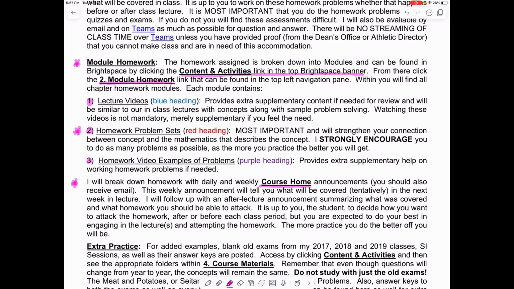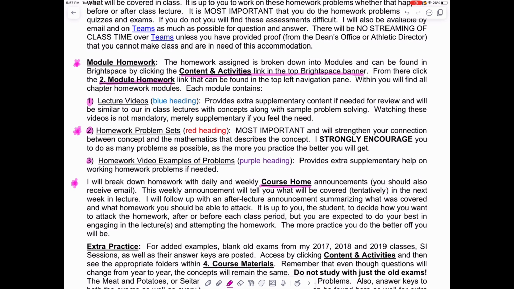What I announce as far as what's coming up is always tentative. We like to see how far we get in lecture. Sometimes questions arise, sometimes side discussions happen. So that's why I will assign what I think we're going to cover the next day in class. But then after class is done, I'll say, okay, this is how far we got. This is what you can do now as a result of that class.